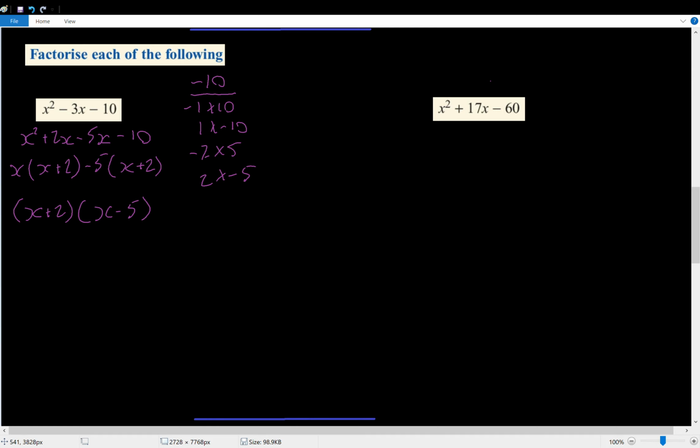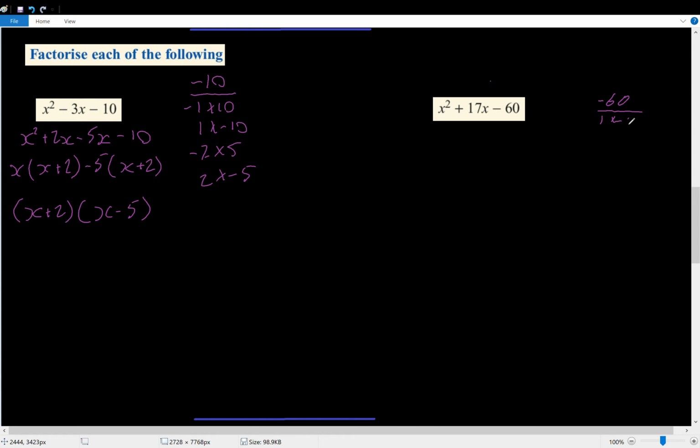Now let's see how it works when we've got a positive number in the middle and a negative number on the end. So same process as before: the number in front of x squared, which is 1, multiplied by the number at the end, which is minus 60. So we're going to have minus 60, and we're going to list the factors of minus 60.